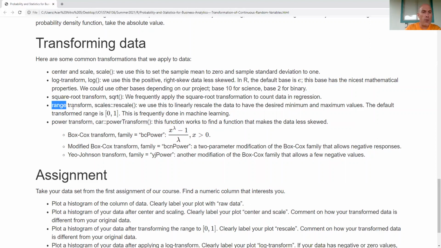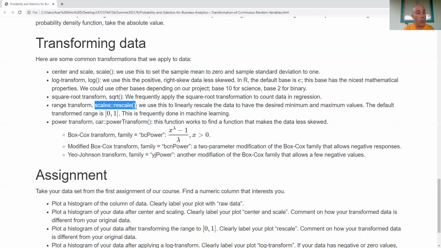Now the next one is the range transform. And for that one, we use the rescale function in the scale package. What this does, I use this to change what the maximum and minimum values of my data are. Now, this is a linear transformation, just like we talked about at the beginning of the video. Now, the default is to put this on 0 and 1. This 0 to 1 data range is very common when I'm doing machine learning. And so if I'm doing machine learning with certain functions, certain algorithms, I will probably want to apply this to my data before I start running the algorithm.